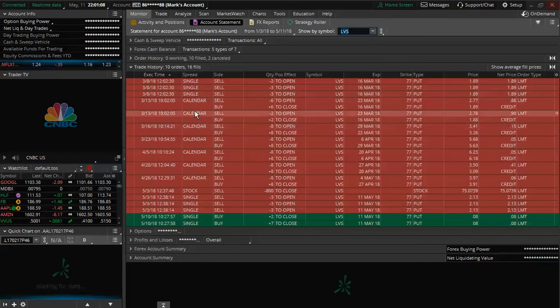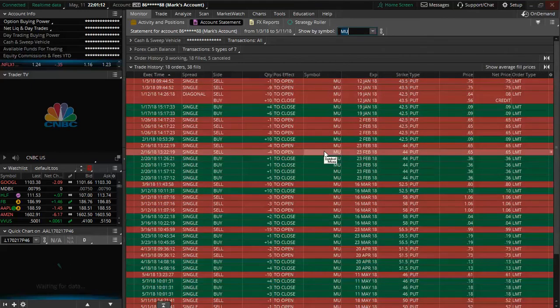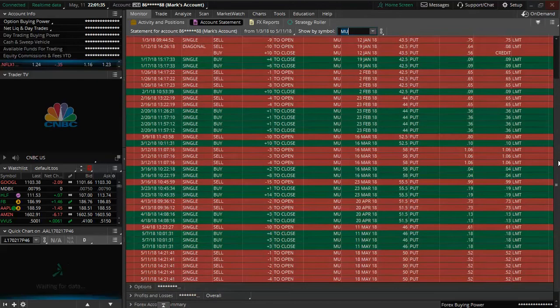Even sometimes it may show diagonal. I can show an example. Yeah, you can see on this MU example, Micron, I had a diagonal. The reason for that is because when I rolled it, not only did I change the expiration, but I also changed my strikes. I changed it from 43.50 to 42.50. So anytime you change the strikes, it'll show diagonal. And again, that's nothing to really be concerned with.